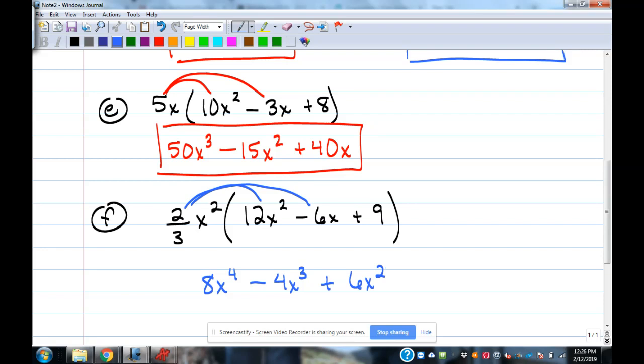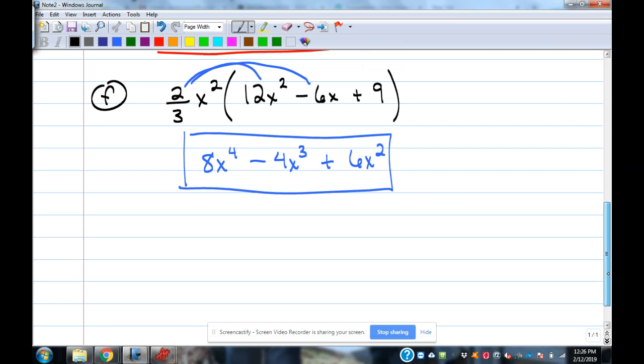So that last piece you got to have. And you're done. There's no like terms, so you can't put anything else together. Okay, so it's distributive property. So if there's a monomial, one thing in front, you distribute it to everything on the inside. Okay, work it out. That's multiplying by a monomial.